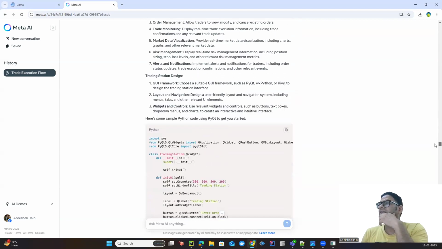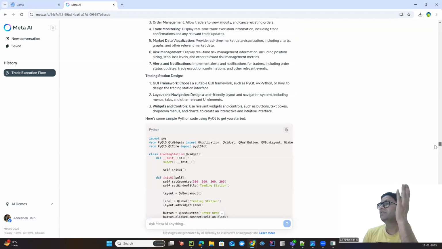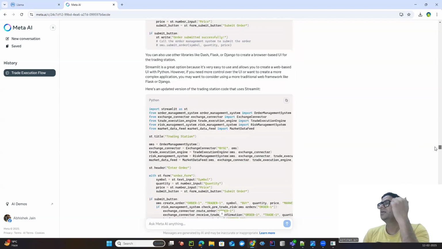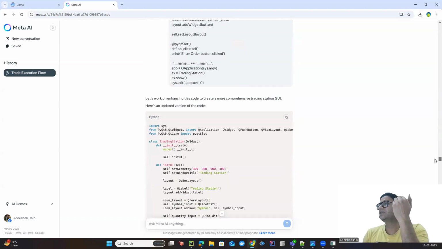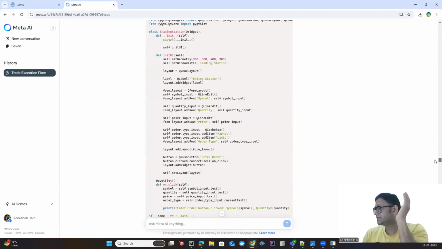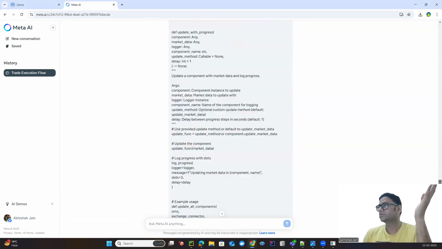This is the question I asked: can we write some kind of integration? Thank you so much. We are already able to integrate order management and the rest. Now we are left with the last component, to create a trading station for all the code we have written so far. So I'm asking, can we create a UI where we can execute trades, so that whoever wants to run it doesn't need to deal with the code or the command line console and all those kinds of things?